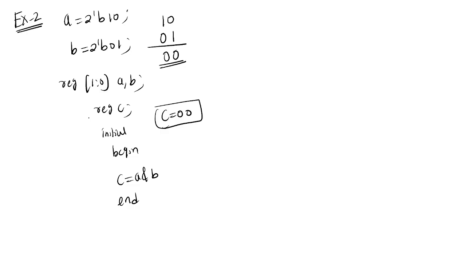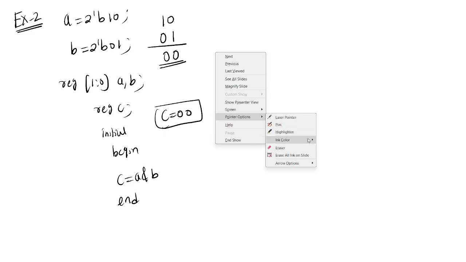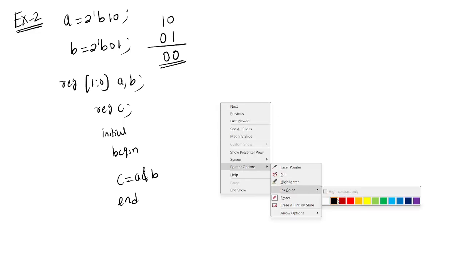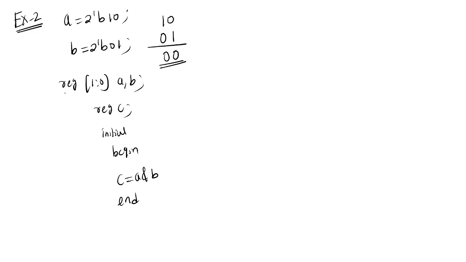So here I initialized reg c. Reg c is how many bits? 1 bit. That's why here the result is in terms of 2 bits, but I initialized reg c, which is 1 bit only. So at last you will get c equal to 0. So this is example 2.